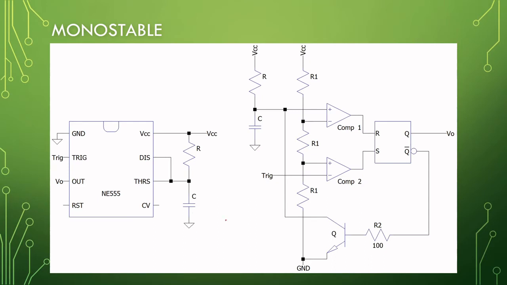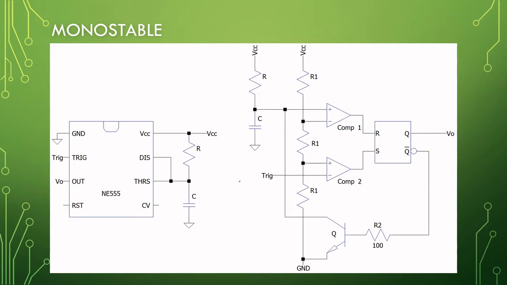So for monostable operation, we typically connect our threshold and our discharge together to a capacitor with a resistor to VCC. So this capacitor will be charging towards VCC when it's on. Okay, and our trigger input is here on our comparator.